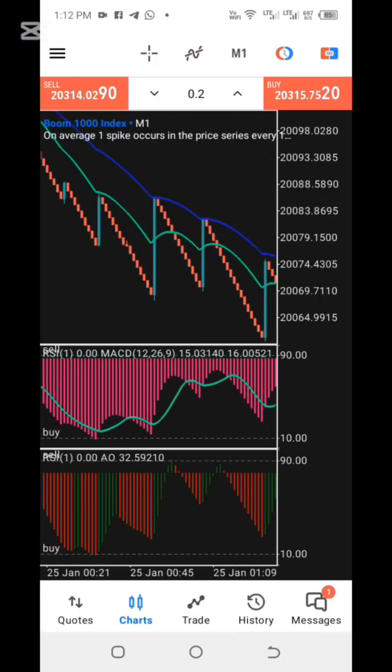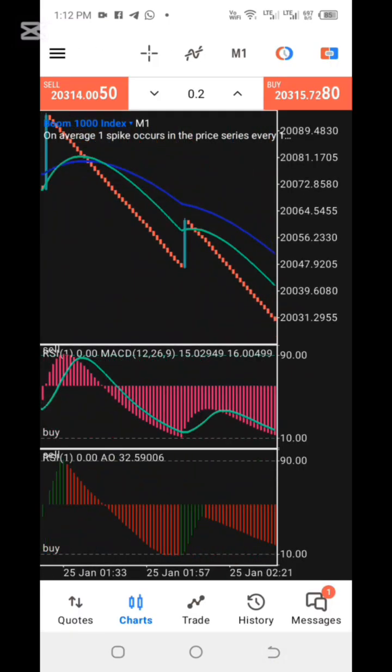And remember, I said this strategy works better on zoom level 3. On zoom level 3 in Boom 1000, make sure the MACD and the awesome oscillator reach level 90 and cross the zero line. Then there's crossing of the two moving averages on the main chart. Then you can take your sale.